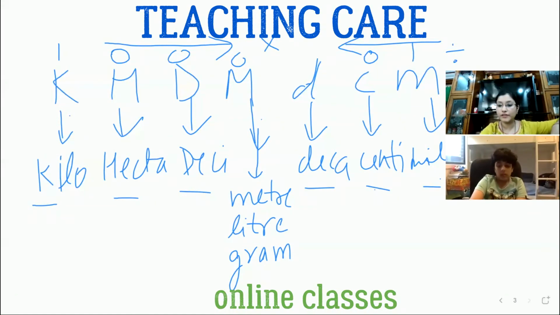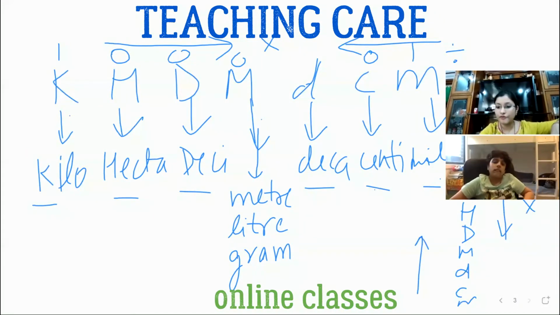It depends how you have written it. If you write it vertically, going down, we multiply, going up, we divide. And if you write it horizontally, then going right, we multiply, going left, we divide. So just follow one pattern, either horizontally or vertically, so that you will not get confused. If you are writing horizontally, then just make the notion that right side multiplication, left side division. Clear? Should we practice some questions now?